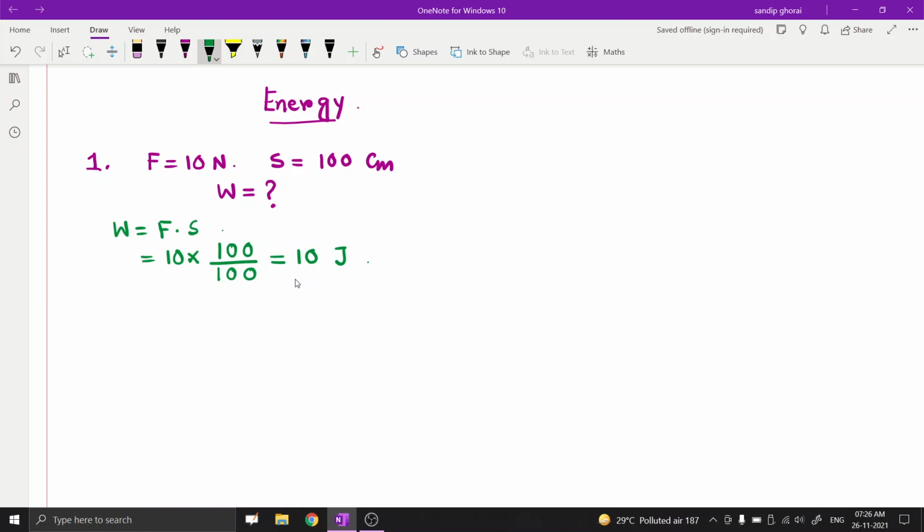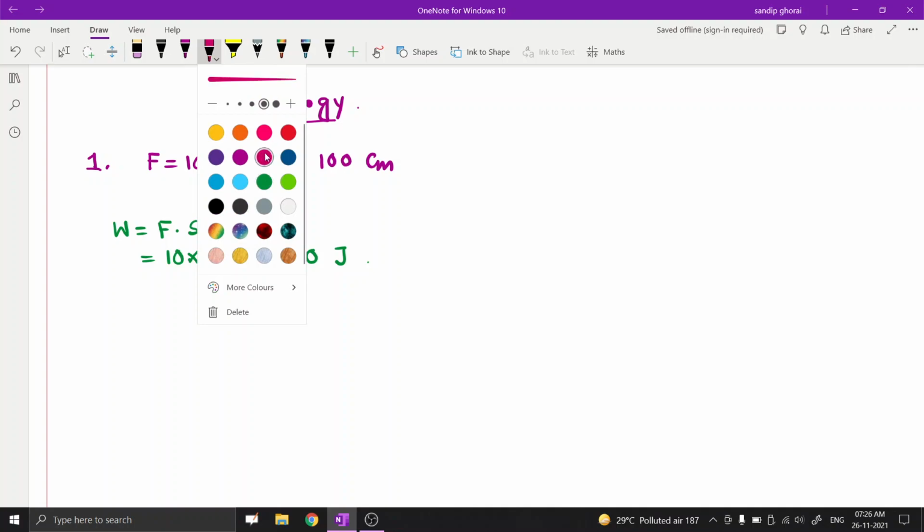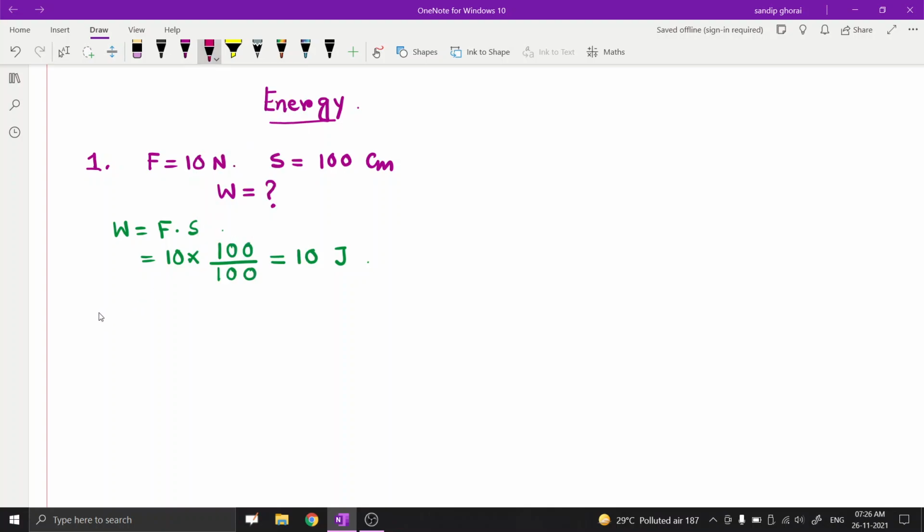Now we move to our next question, that is, we take our second problem. Suppose a body whose mass is m equal to 5 kg, and the body is placed at a height h equal to 10 centimeter. Now the question is, what is its potential energy?